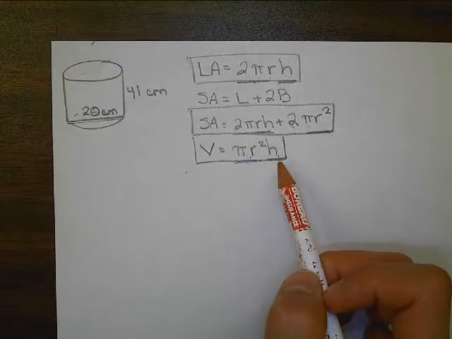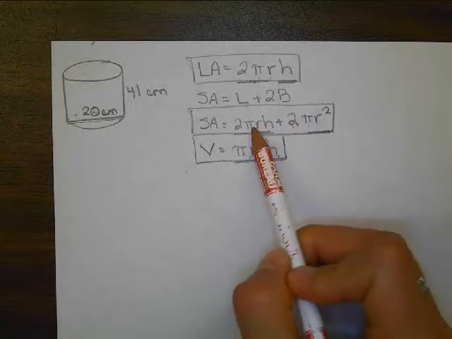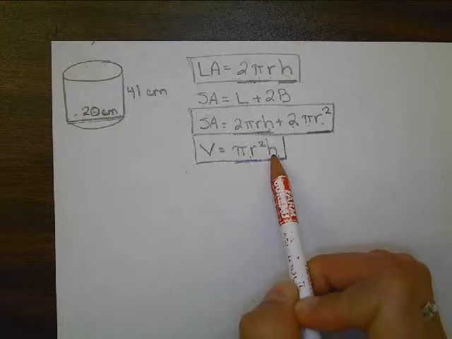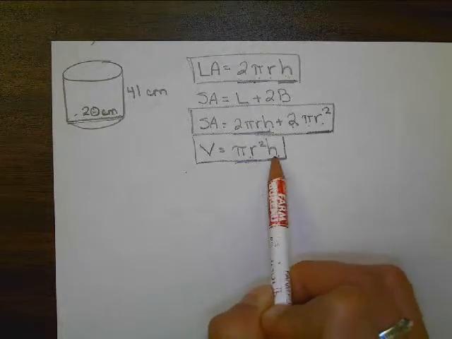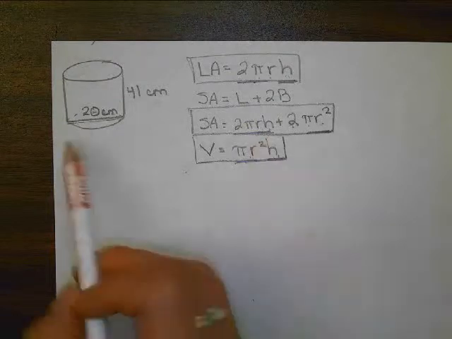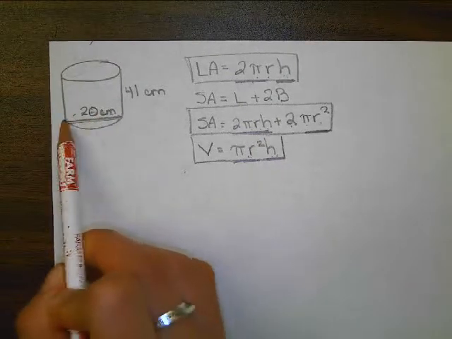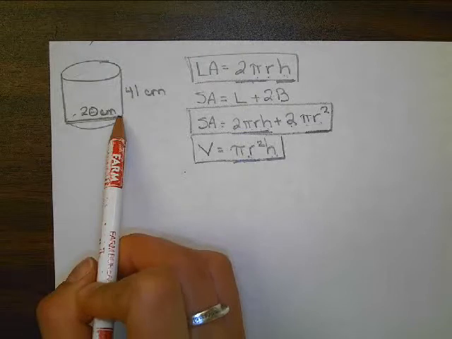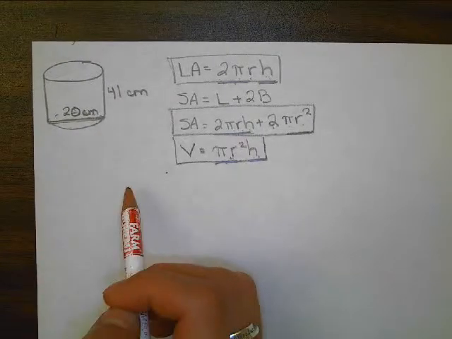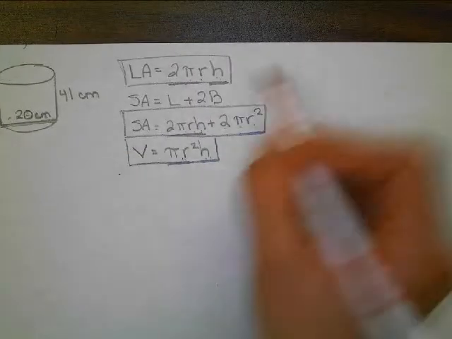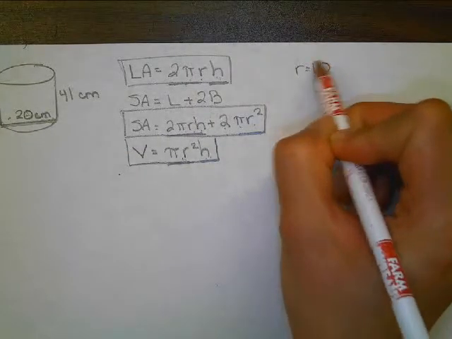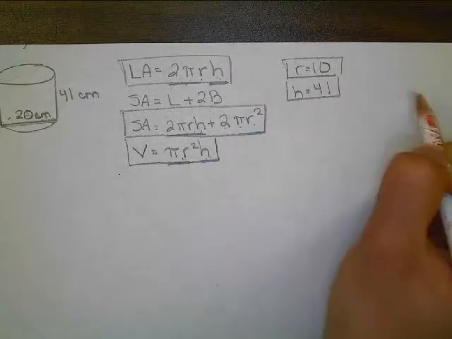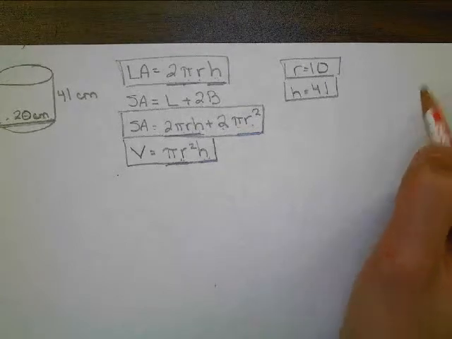Alright, so for this first problem, if I want to find the individual pieces that I need, you'll see that all of them are just R's and H's. So we don't need to find anything else. We just need to know the radius of our circle and the height of the cylinder. In this picture, the diameter is 20 because this line goes all the way across. Since my diameter is 20, I have to think about how I get the radius. Well, the radius is always half of the diameter. So if the diameter is 20, then the radius has to be 10. And they told me that the height is 41. So now I have everything I need, so I just have to plug it in.